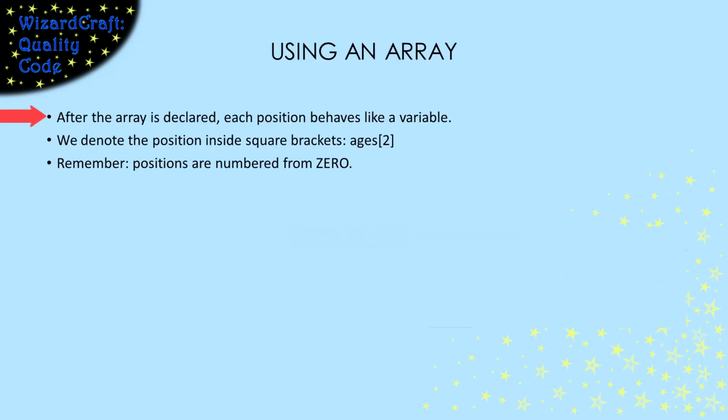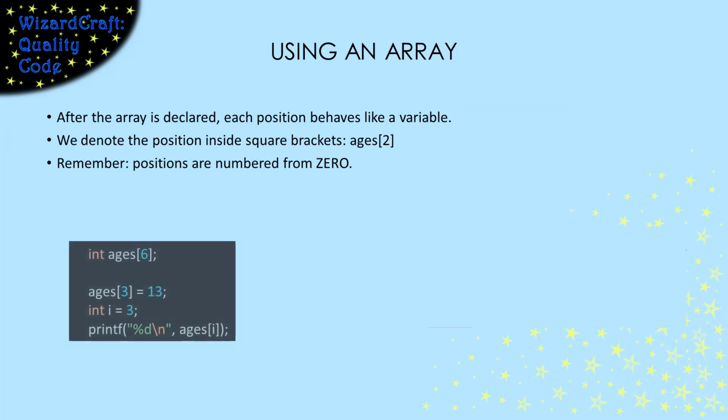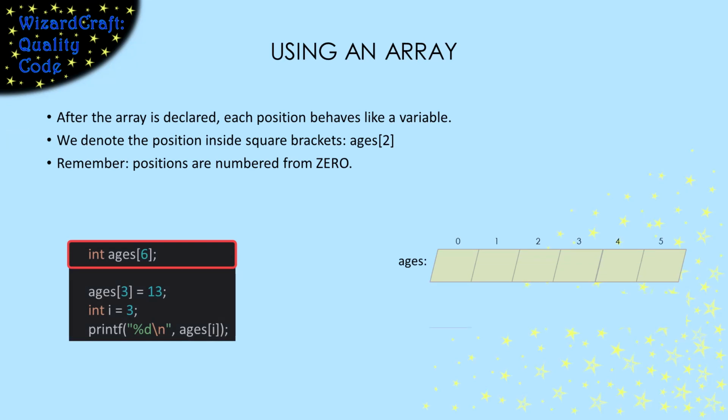Once you've declared the array, the positions of the array behave like variables. The positions are numbered starting at 0, and we specify one of the positions by putting its number in the square brackets. We call this indexing the array. In this example, I declared ages so that it holds 6 ints. They will be numbered from 0 to 5.